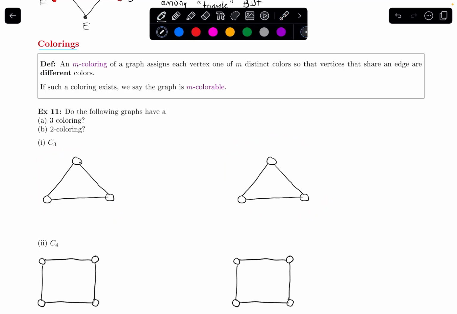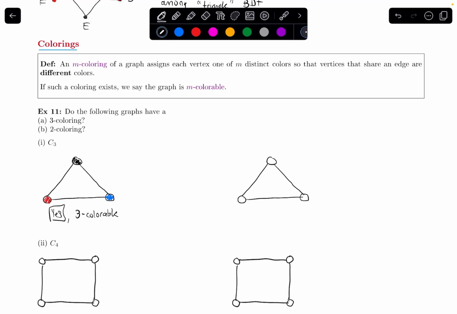So maybe I make this vertex at the top black, and then the one at the bottom left, maybe I make this red. That's a fine color because these 2 vertices share an edge, so they had to be different colors. Now this third vertex shares an edge with the black one and with the red one, so it's got to be a different color from both of those. So maybe I can pick blue. So yes, I was able to do this with 3 colors. So yes, this is 3 colorable. It is 3 colorable.